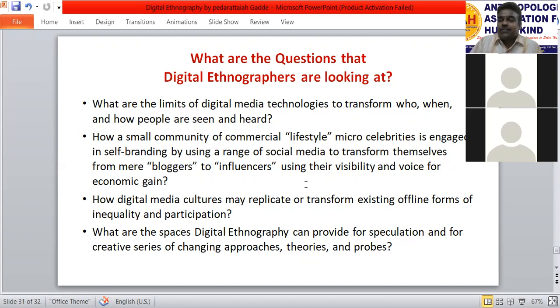How digital media cultures may replicate or transform existing offline forms of inequality and participation. What are the spaces digital ethnography can provide for speculation and for creative series of changing approaches, theories, and probes?